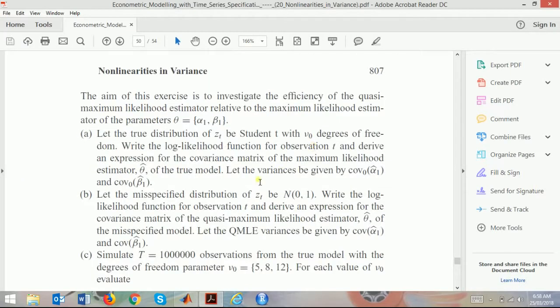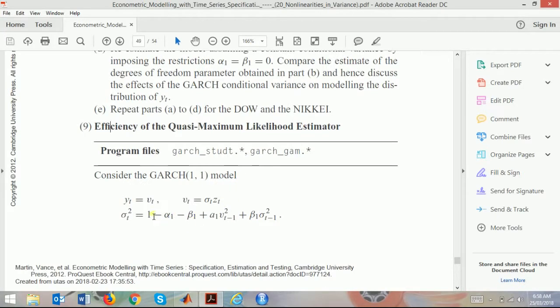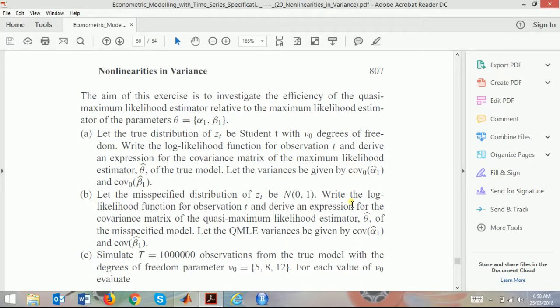So we are considering a GARCH(1,1) model. Again, y equals mu plus error, where the error is sigma times z, with the constant being 1 minus alpha1 minus beta1. In place of alpha naught we are putting the rest that we have always talked about, a1 and b1. The aim of this exercise is to investigate the efficiency of the quasi maximum likelihood estimator relative to the maximum likelihood estimator of the parameters. Here the most important thing is the definition of the quasi maximum likelihood estimator, and we will look into that.